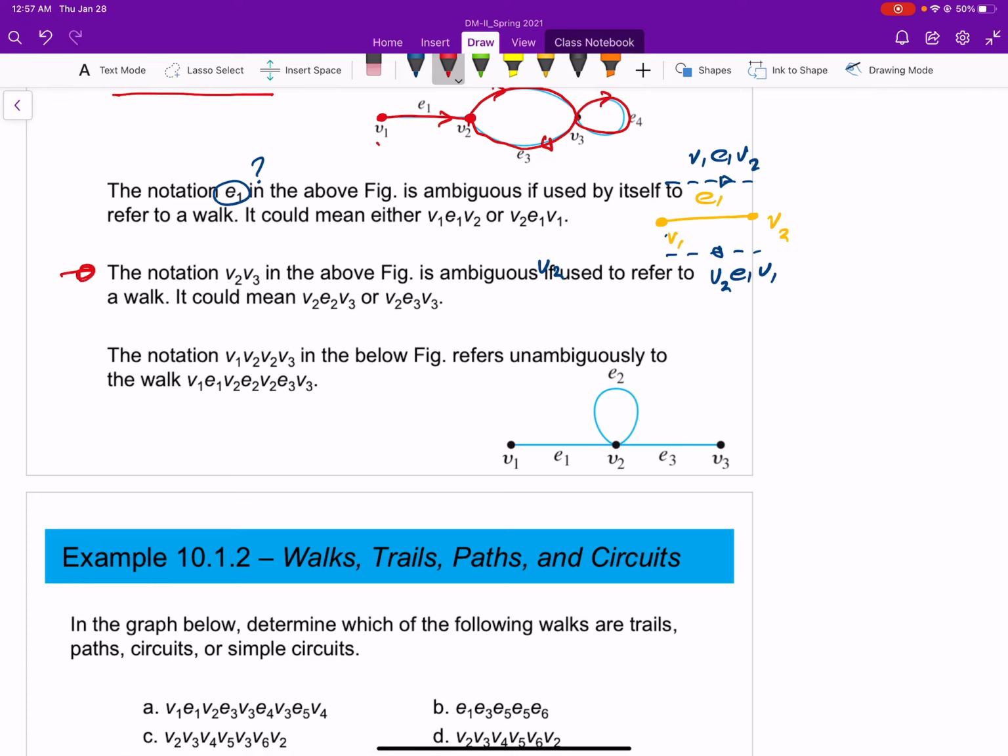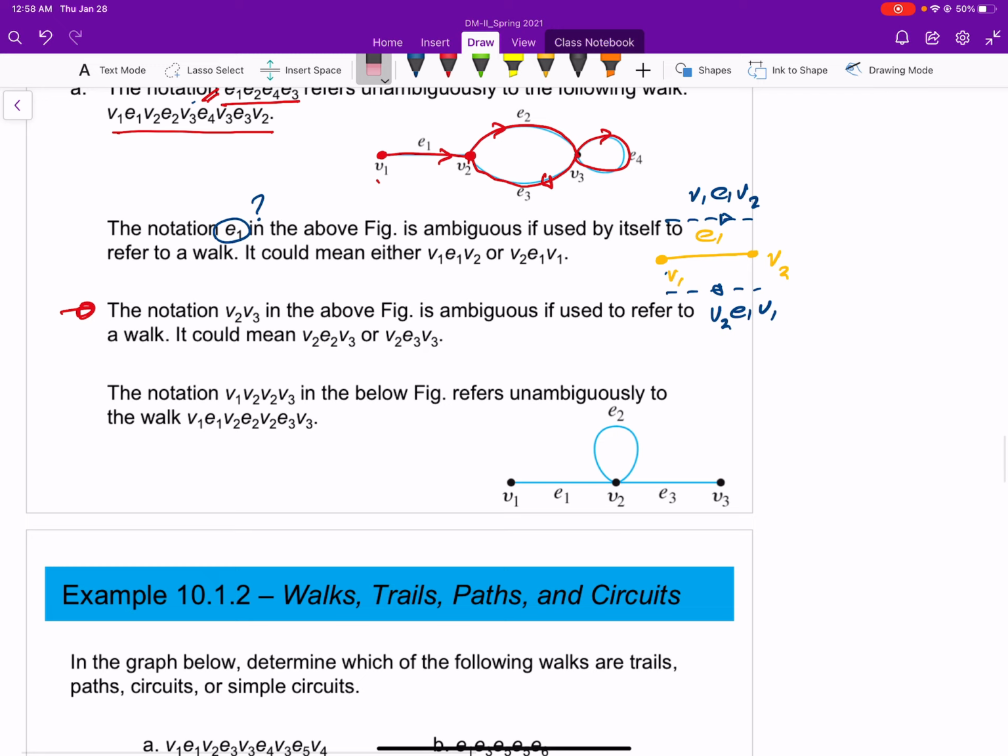The notation V1, V2 in the above figure is ambiguous if used to refer to a walk. It could mean V2, E2, V3 or V2, E3, V3. Okay, let me explain that.